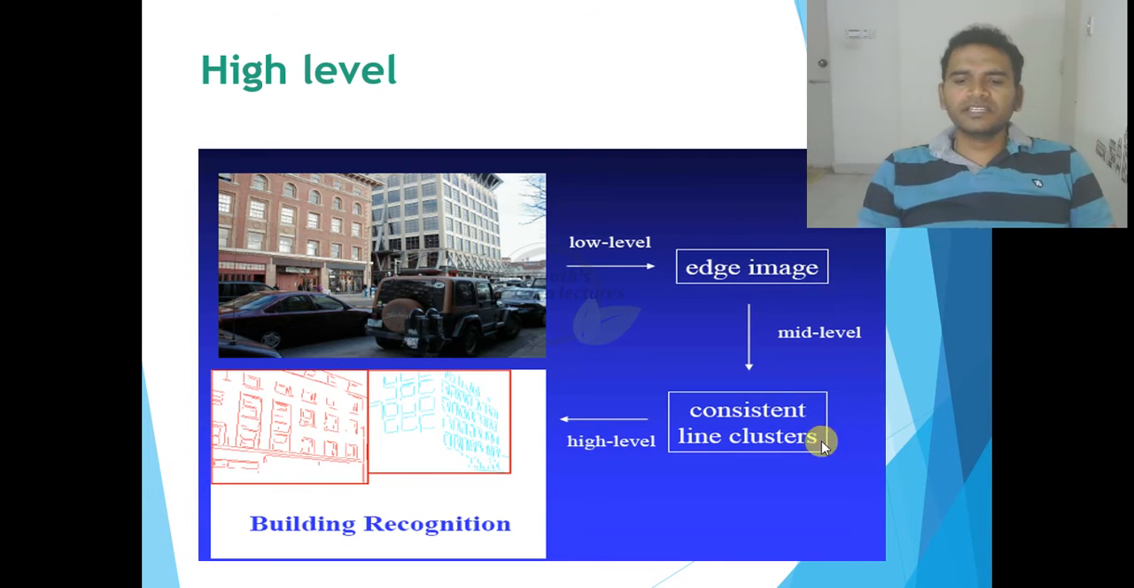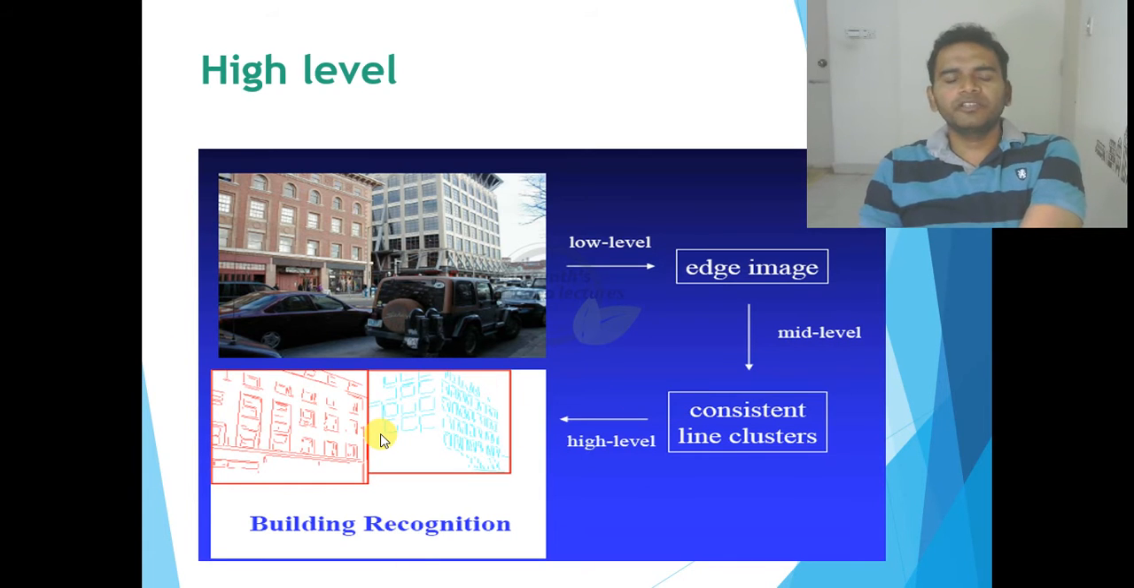And after edge detection, it has used some consistent line structures. For example, you can visualize the windows. All windows are consistent line structures. So we can estimate the number of windows, or the difference between two windows, etc. In this case, that becomes high level image processing. It is a bit advanced here.